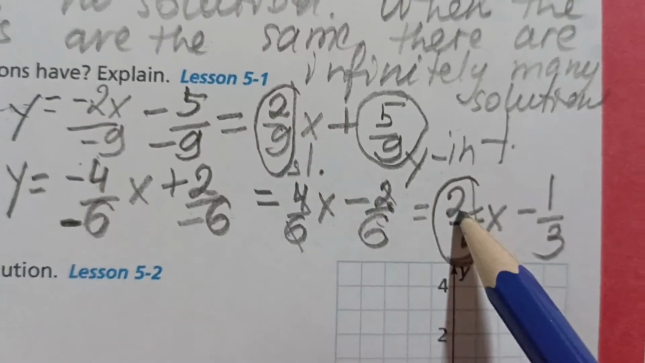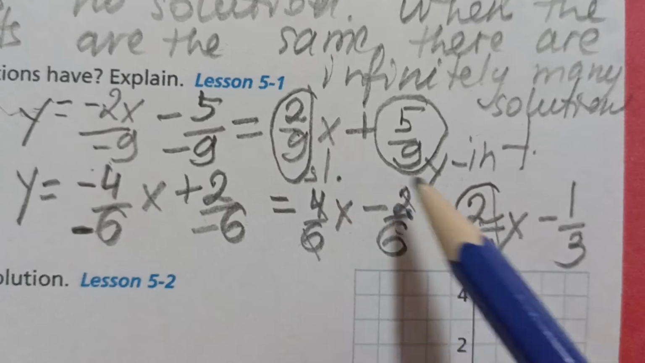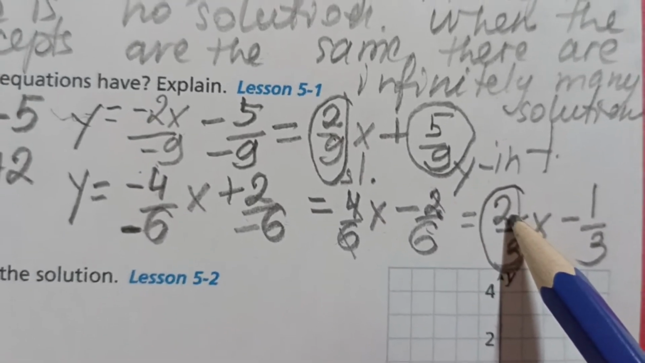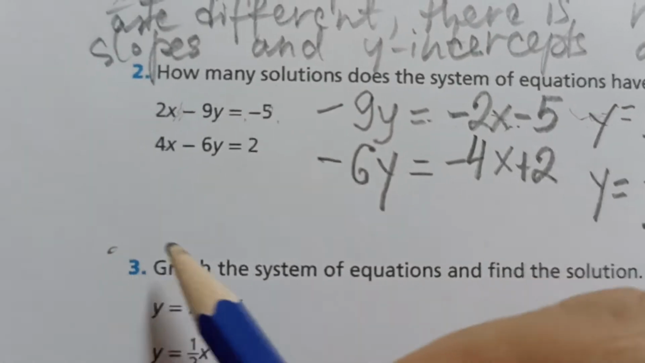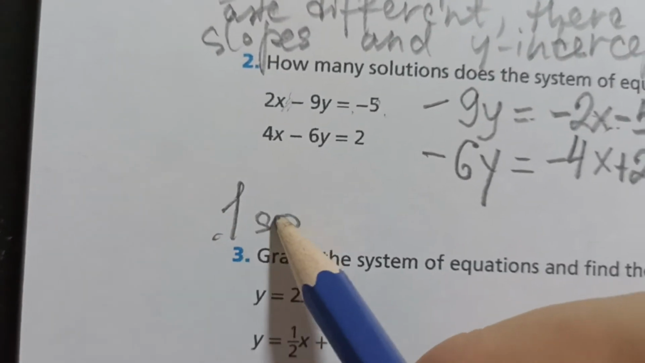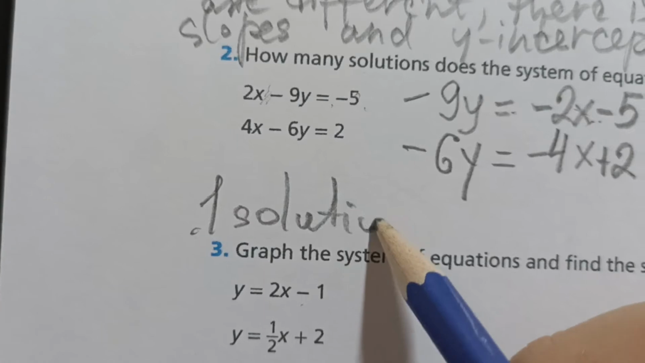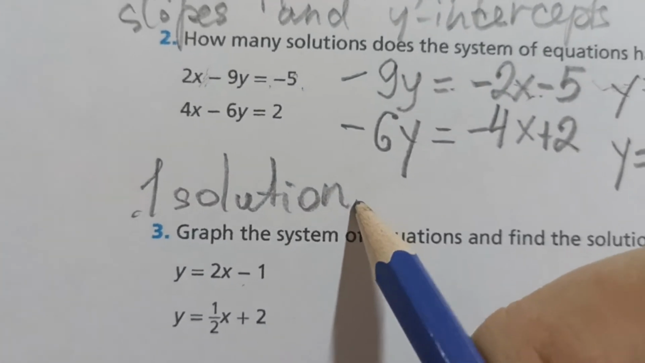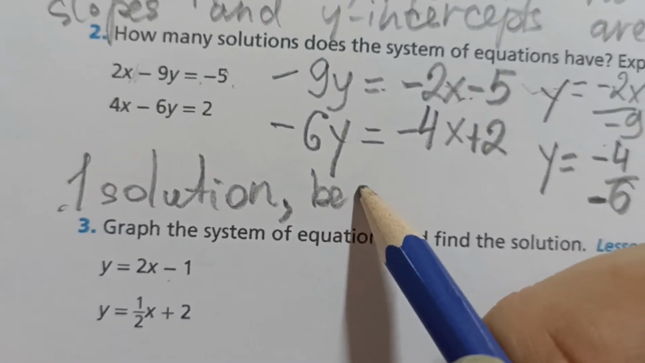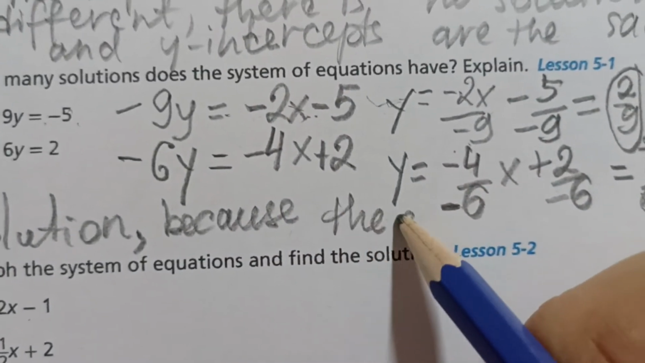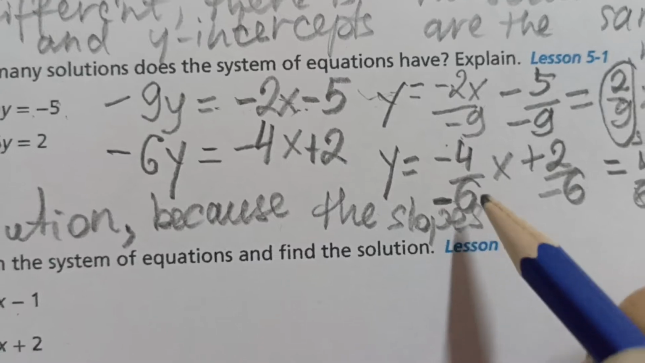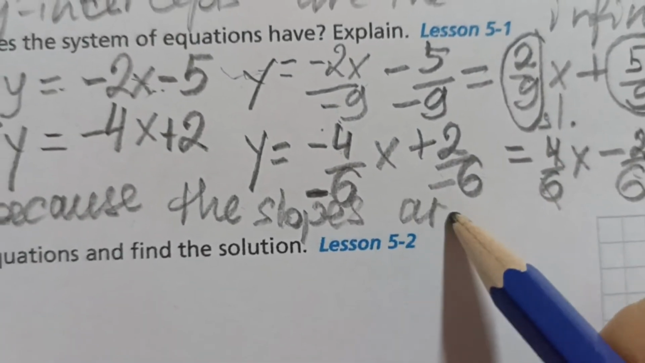So actually you can see that the slopes of the equations are different, okay, and you know when the slopes are different, we write one solution. Let me write why: because the slopes are different.